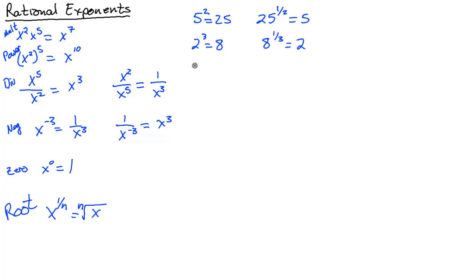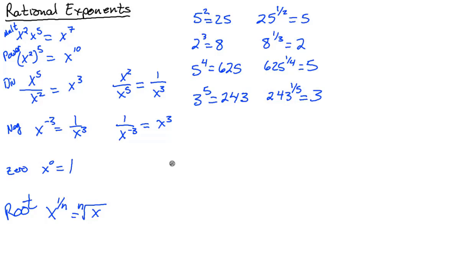Ooh, we better do some more of those. What if we did 5 to the 4th power? That is 5 times 5 times 5 times 5 is 625. And if you take 625 to the 1/4 power, you get 5. That's the 4th root of 625. Try some other numbers. 3 to the 5th power. Who knows what that is? Well, it's 243. Knowing this will allow you to do 243 to the 1/5 power, which gives you the number 3.